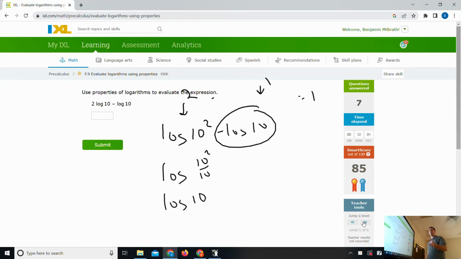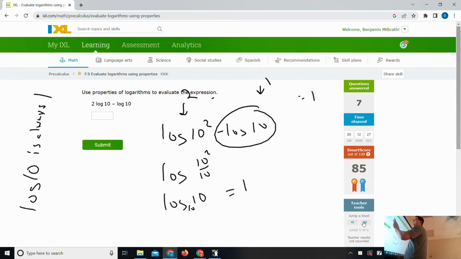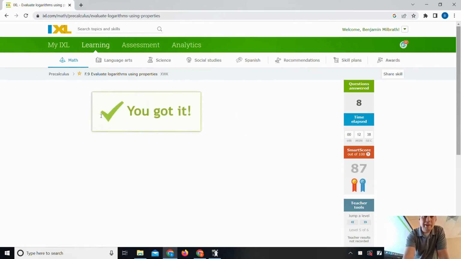Now, I was alluding to how silly this question was, because a logarithm of base 10 whose argument is 10 has to be 1, because it's saying what power of 10 creates a 10. And that's another one of these things that's kind of understood. Log 10 is always 1, just the way it is. So this expression right from the get-go was 2 minus 1. That's all it was. So I can't believe that this is a level 5 question. Well, I can because I teach math, so I do understand it.